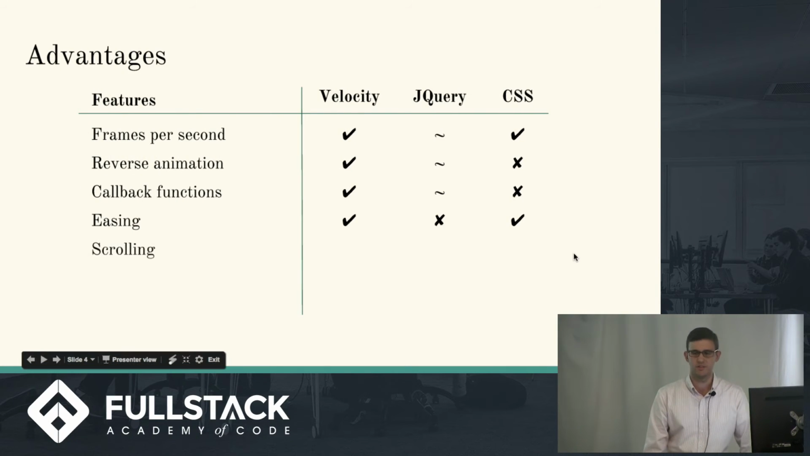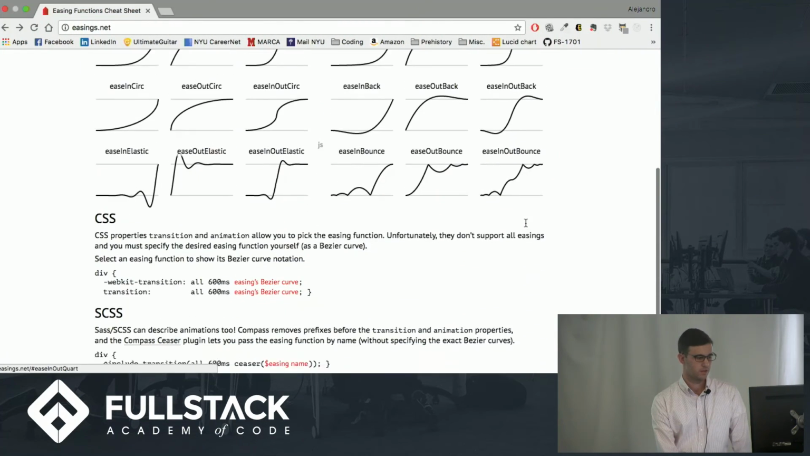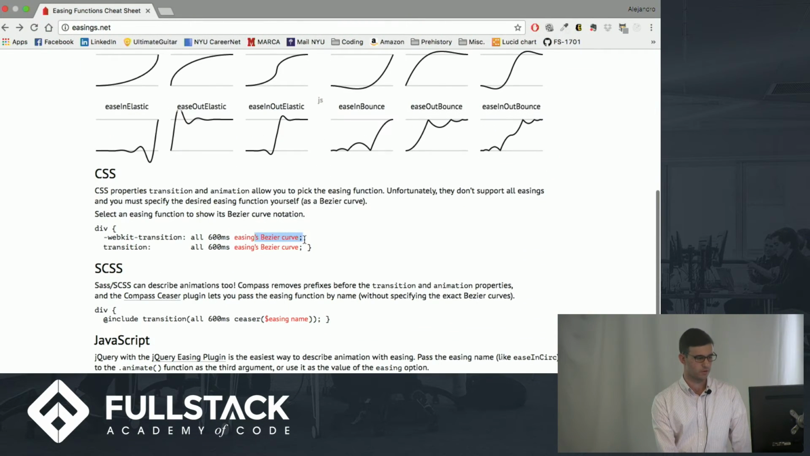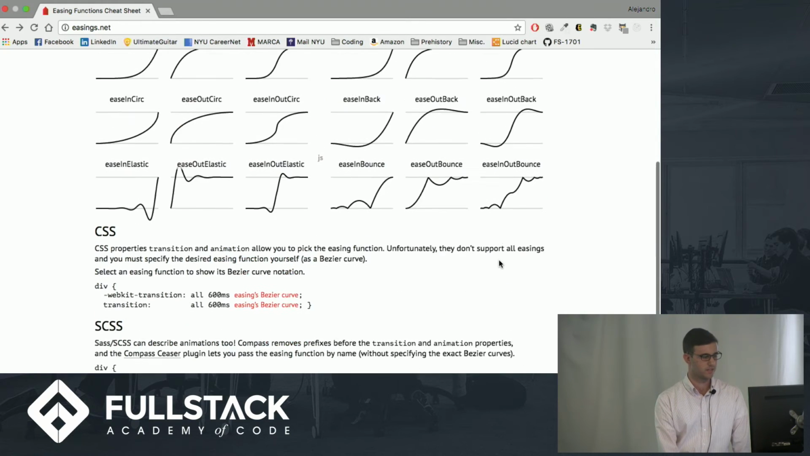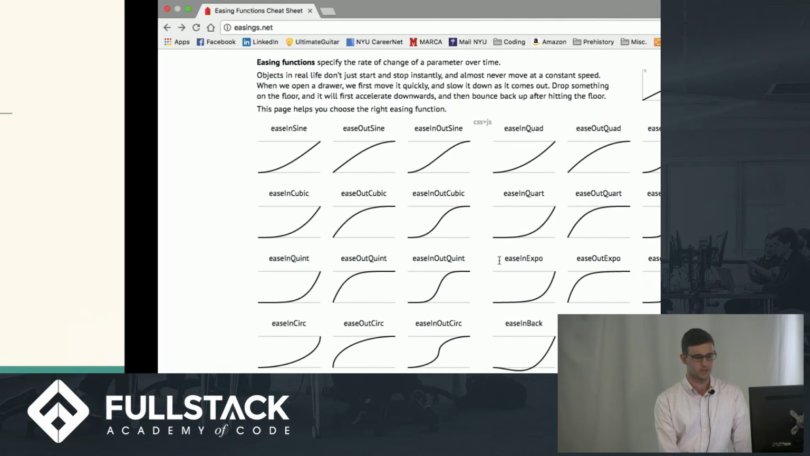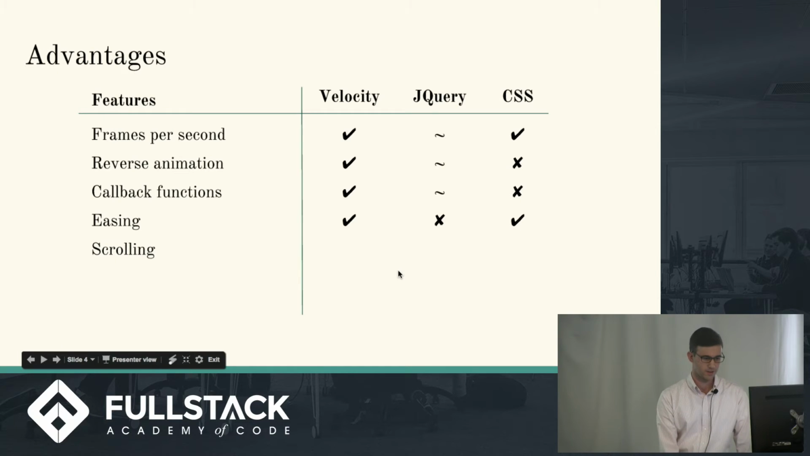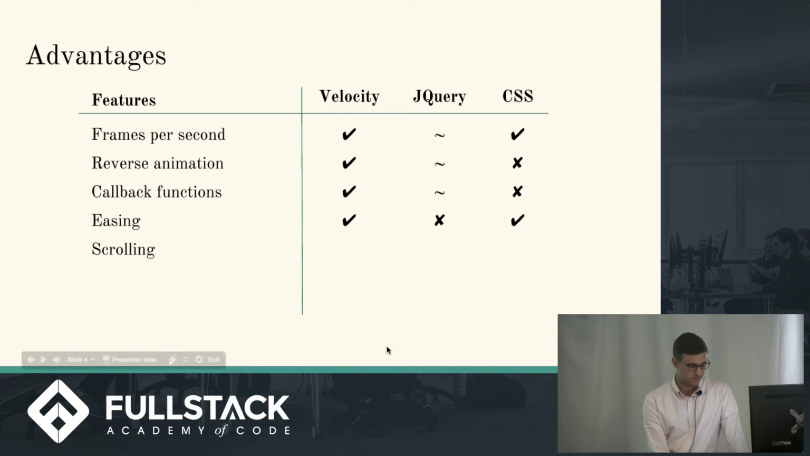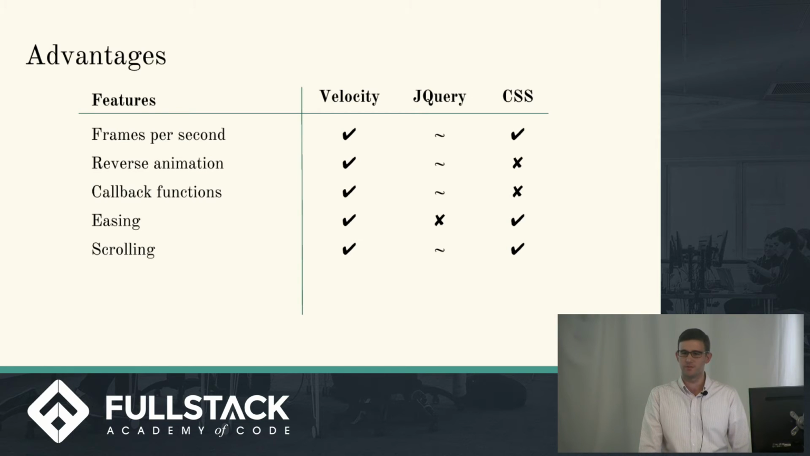And CSS does have this, but is limited to only a few, which I believe in the other slide, they do have the Bezier curve. It's not as extensive as Velocity.js. And scrolling. As I mentioned previously, they all have that capability. Just jQuery, it takes less code for Velocity.js versus jQuery to get it.